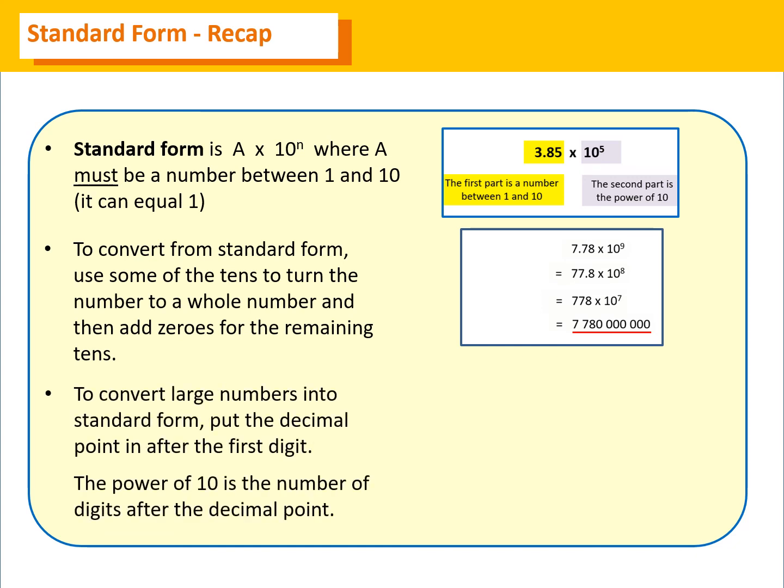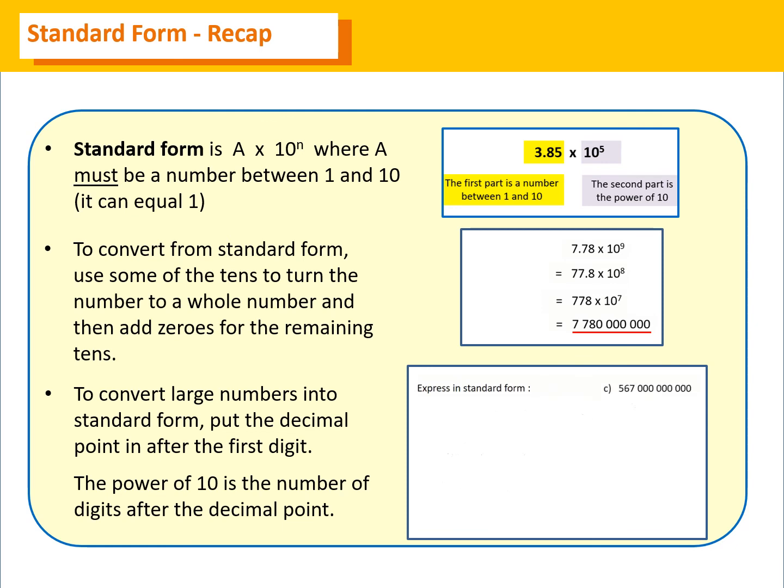And finally, to convert large numbers into standard form, put the decimal point in after the first digit. Then we look at how many digits there are after the decimal point. In this case, there are 11 digits, so that gives us a 10 to the power of 11.